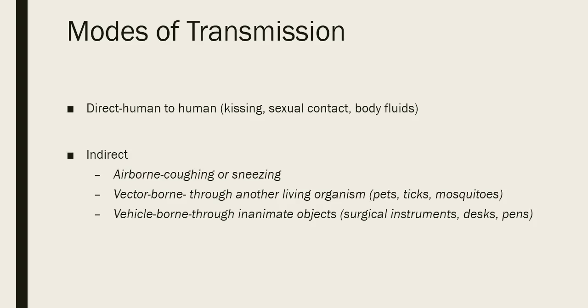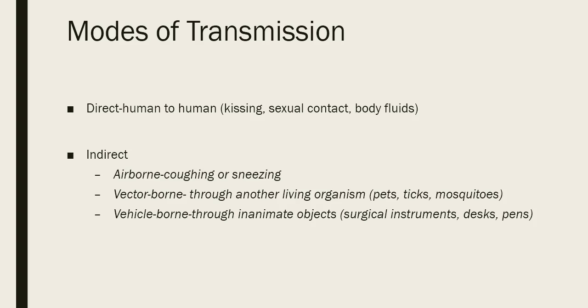In direct transmission, there's usually a human-to-human contact, and when there is direct transmission, oftentimes the human is the reservoir. So if someone spreads strep throat through kissing, or someone spreads gonorrhea through sexual contact, or a mother transmits a disease to her unborn through body fluids, these are all examples of direct human-to-human contact. The other way that diseases are spread are through indirect contact, and there's 3 main ways.